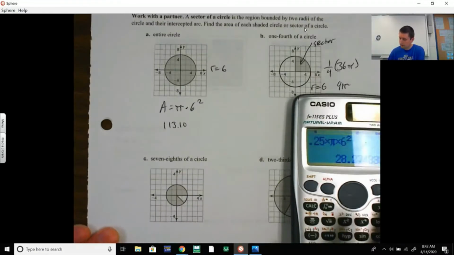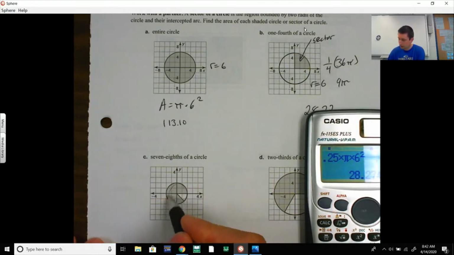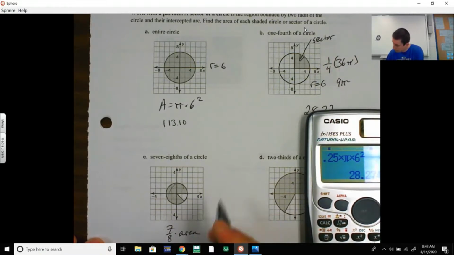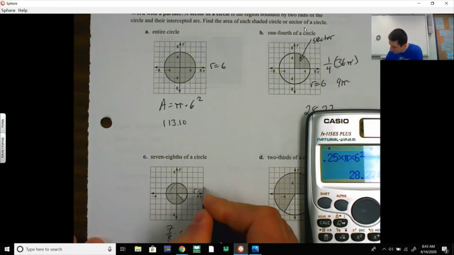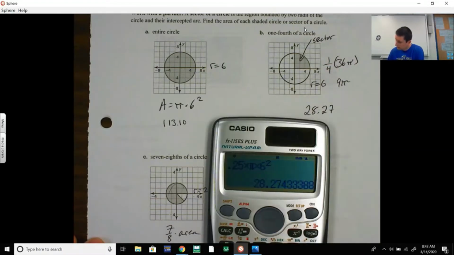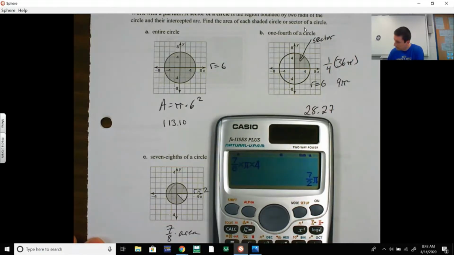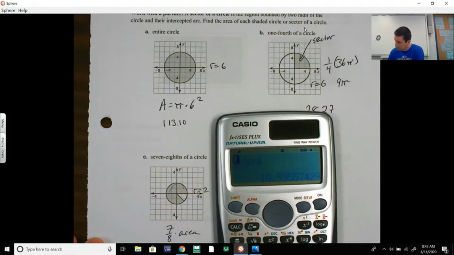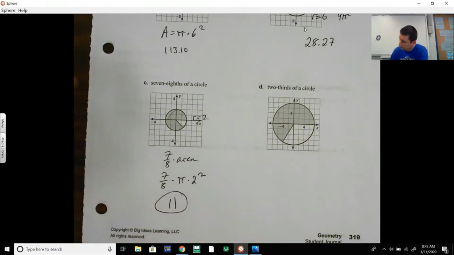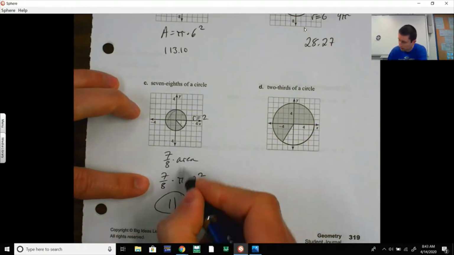7/8 of a circle. So they want this sector all the way over there. So we're going to take 7/8 times the area, so 7/8 times pi times radius. Let's see, that is 4 out there, so 1, 2, 3, 4. So the radius is 2, times 2 squared. So 7/8 times pi times 4, that's 7/2 pi, which is about 11. So 7/8 times pi times 2 squared, that's the area.